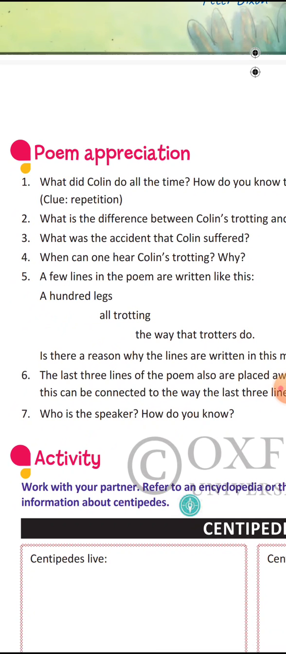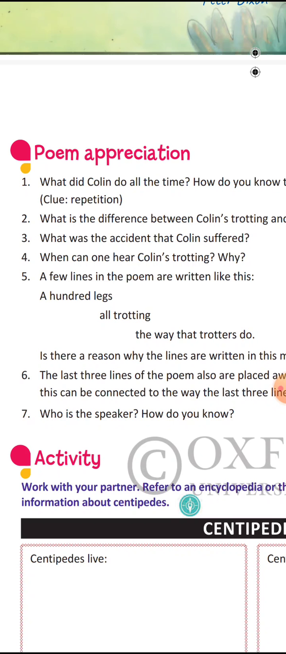When can one hear Colin's trotting and why? One can hear Colin's trotting when it is dark, late at night, and the house is very silent. This is because after having met with the accident, he trots on his 100 plastered legs and ankles on crutches. Is it clear? So next one is what?